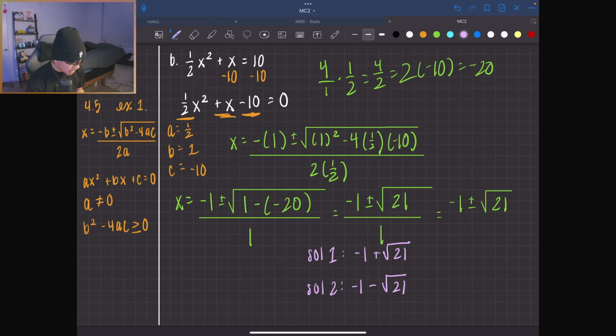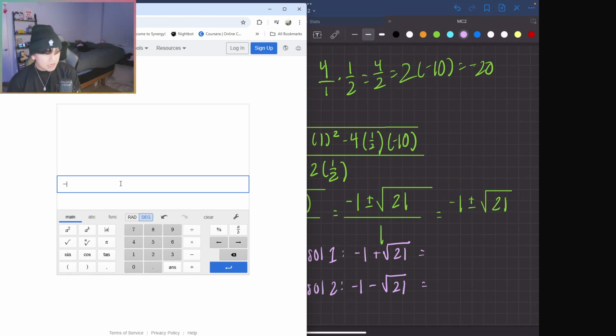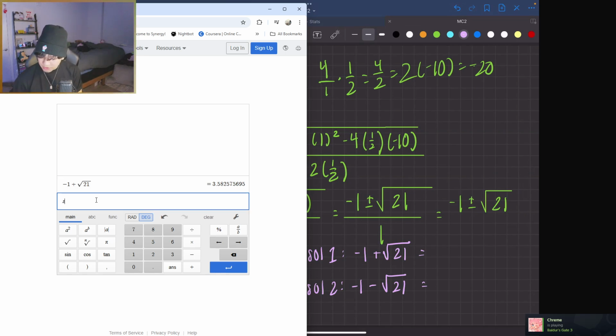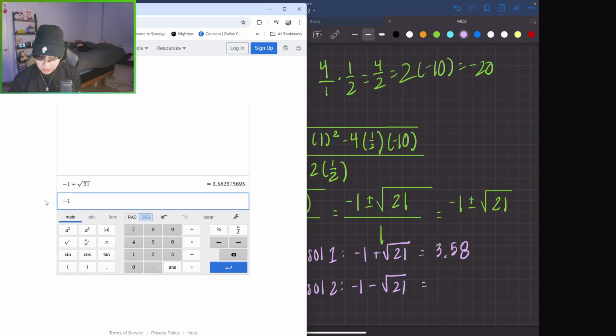Let's go ahead and pop this into a calculator to see what value we're going to get, okay? So if I put here -1 plus the square root of 21, well, first of all, the square root of 21 is 4.58257569, but I like 2 decimals, so we're going to just round it to 2 decimals. So -1 plus root 21 is going to give us a value of 3.58. And then negative 1 minus the square root of 21 is going to give us negative 5.58.